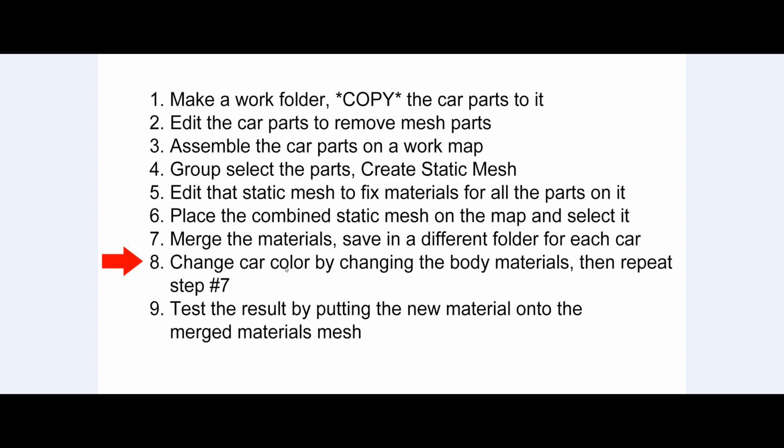To change the car color, we change the body materials. In the case of the city cars, it should just be with the parts method, there should just be 3: 2 doors and the main body. By changing the body materials, and then repeat step 7, merge the materials, save in a different folder. And then as you go or when you get them all done, you test the result by putting any of the materials onto one of the merge meshes that you've created in step 7.